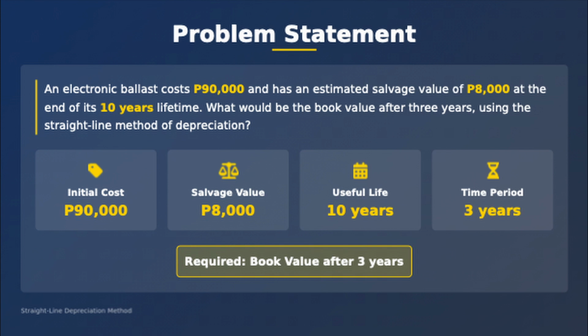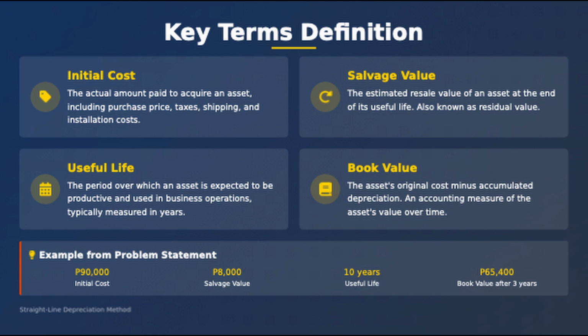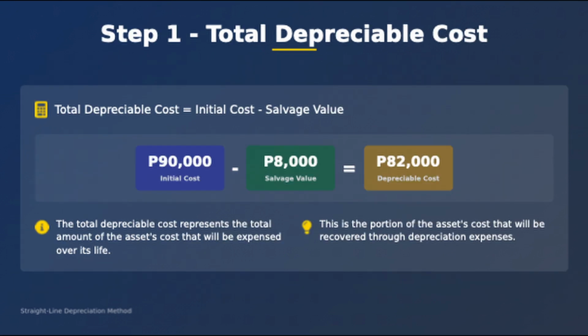So before we calculate, let's clarify the terms given in the problem. The key terms are the cost, which is the 90,000 pesos, the initial purchase price; the salvage value of 8,000 pesos, which is the estimated resale value at the end of its life; the 10 years lifetime, the asset's useful life; and the book value after 3 years, the value we need to find. Applying the straight line method involves 4 clear steps.